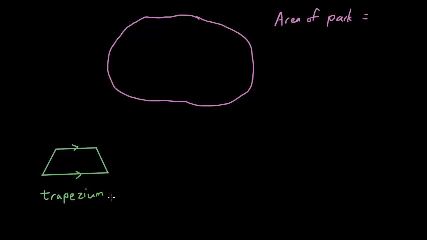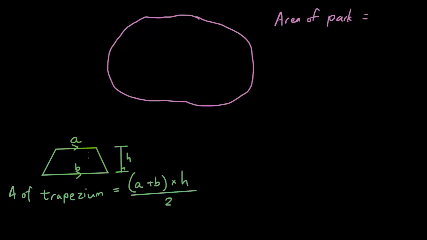So this is a trapezium. And we know how to find the area of a trapezium, don't we? Because the area of a trapezium is just equal to (a plus b) times h divided by 2. So what's a and b? The top side is a, the bottom side is b, and h is the perpendicular height between a and b, the distance between a and b vertically. So (a plus b) times h divided by 2.